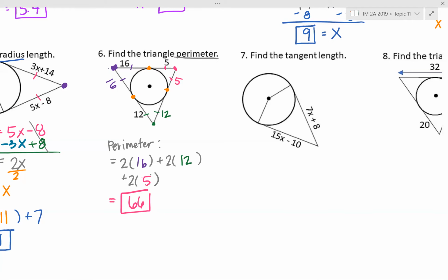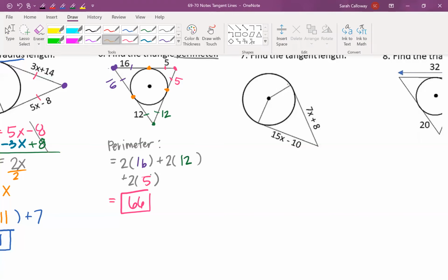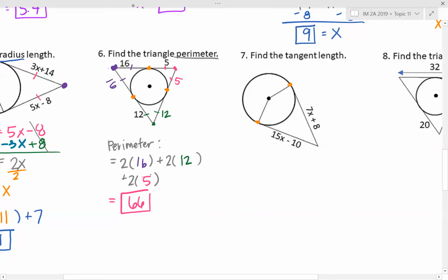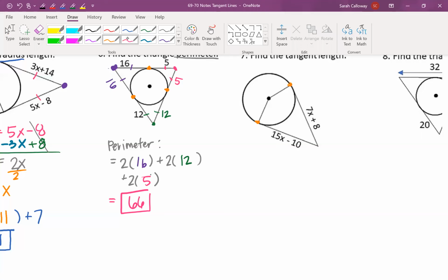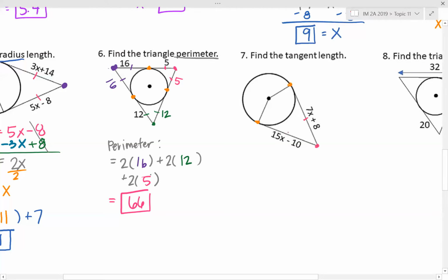Okay, so number 7 looks like number 5. However, it's not asking us for the radius, it's asking us for the length of the tangent. And so we can see that we have points of tangency here, and that these 2 lines are stemming from this same point. So again, we don't want a crooked ice cream cone because then the ice cream will fall out. That means that 7x plus 8 must be equal to 15x minus 10.